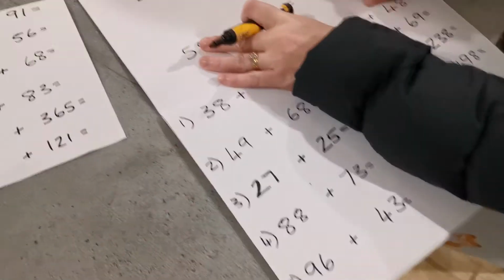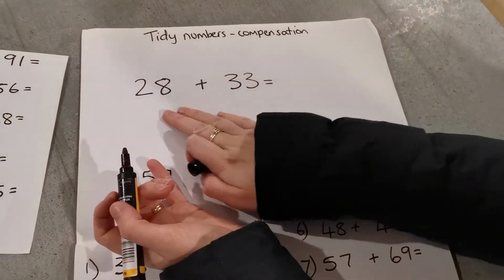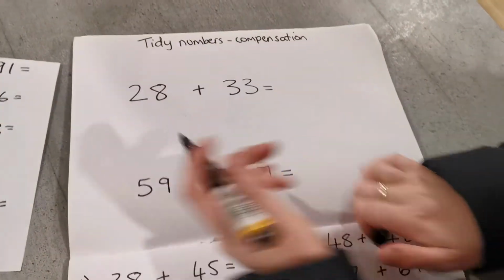A tidy number is normally a number that ends in 0. I'm sure you can think of lots of tidy numbers, but here are some examples. So it might be 10, or it might be 50, or 100, or even 1050. So I'm going to give you just a couple of examples here to start off. So we've got 28 plus 33.